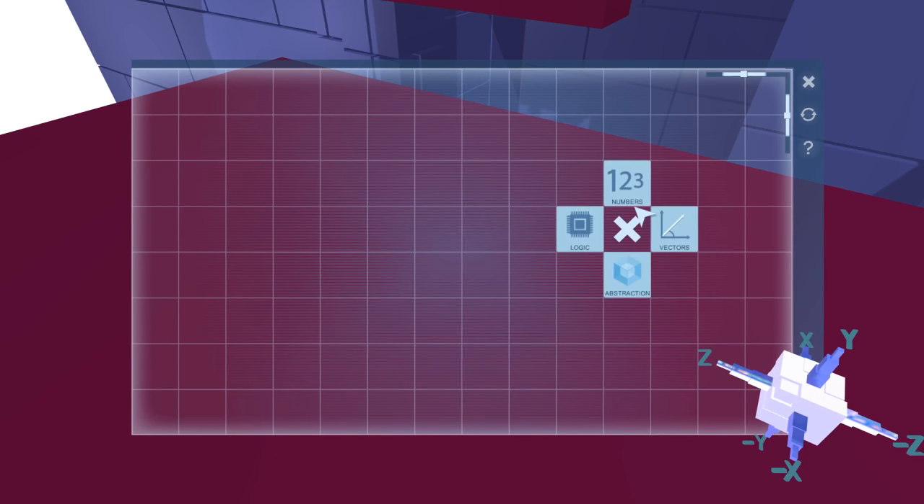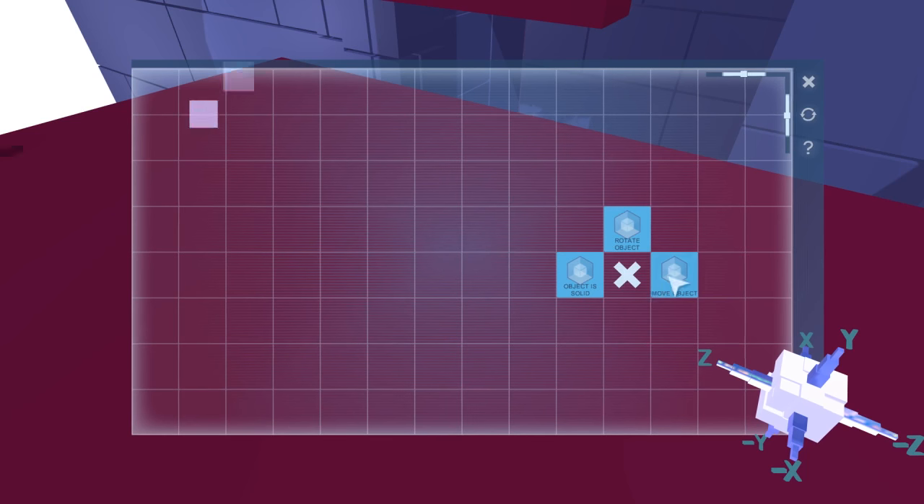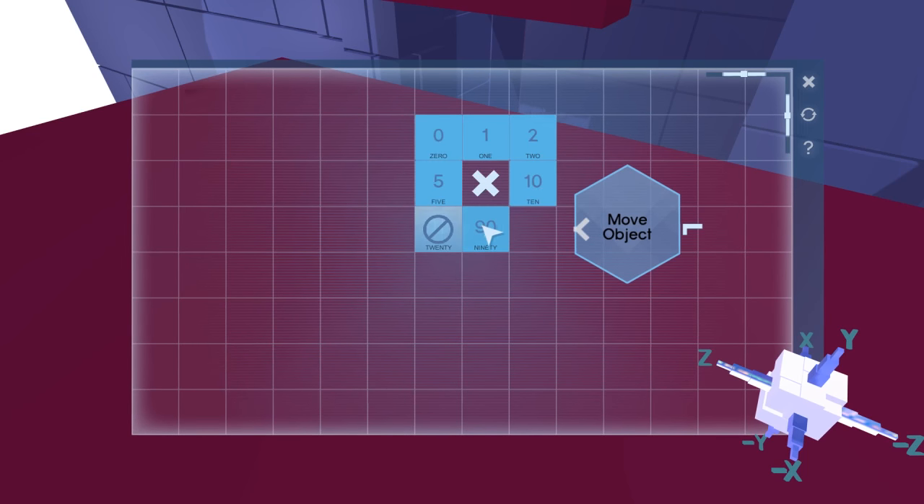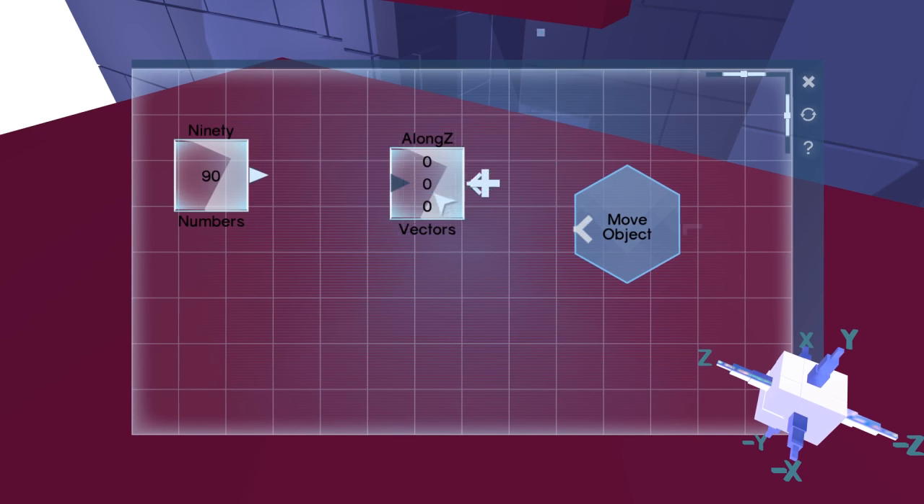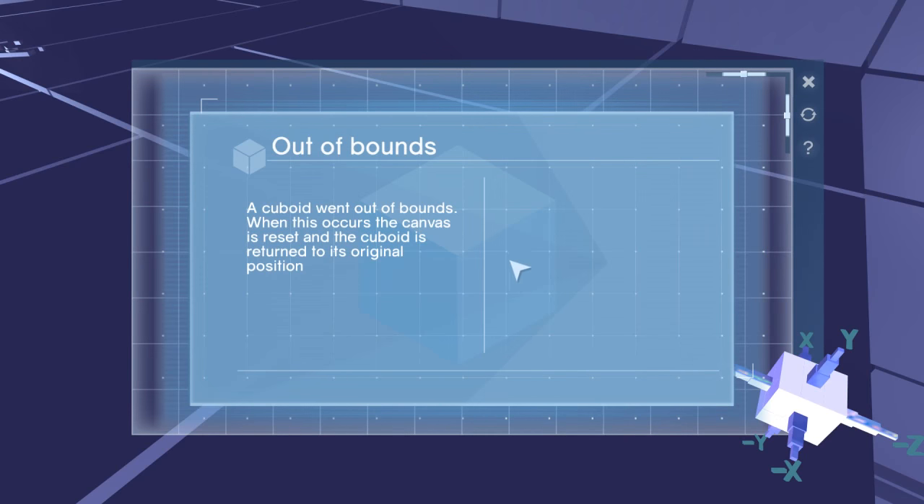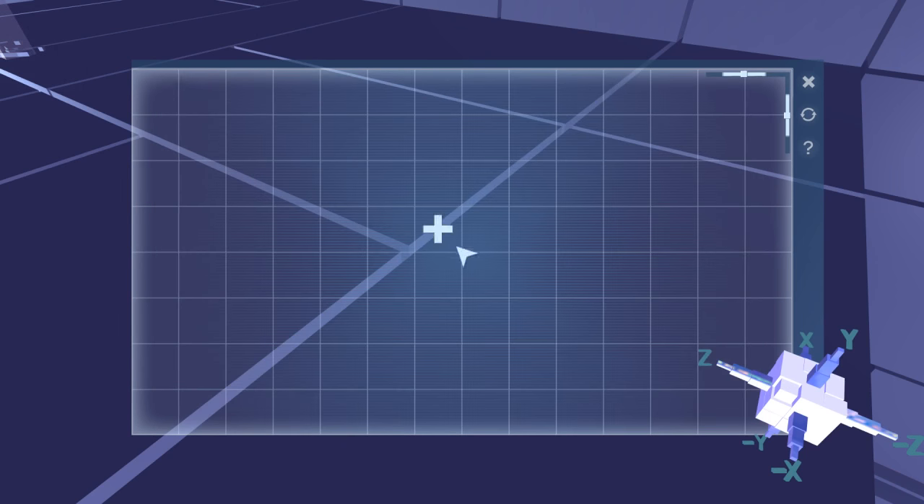Hopefully that one little particle doesn't kill me, because that'd be a disappointment. We want to move along Z. So, move. 90 is probably a good number in this situation. Z. Out of bounds. Cuboid went out of bounds. When this occurs, the canvas is reset and the cuboid is returned to its original position.